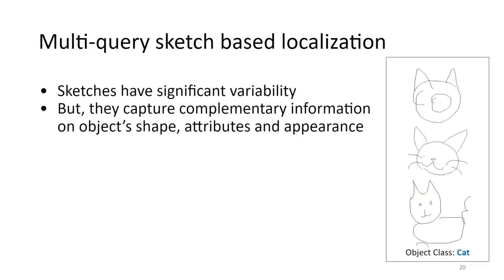Sketches have shown significant variability, but they often tend to capture complementary information on the object's shape, attribute, and appearance. The cat sketches in this example are very different from each other. Two of these sketches have only the head of the cat, and one of these head sketches is missing the facial features like whiskers or the mouth. This complementarity can be combined to generate a more holistic representation for the cat.